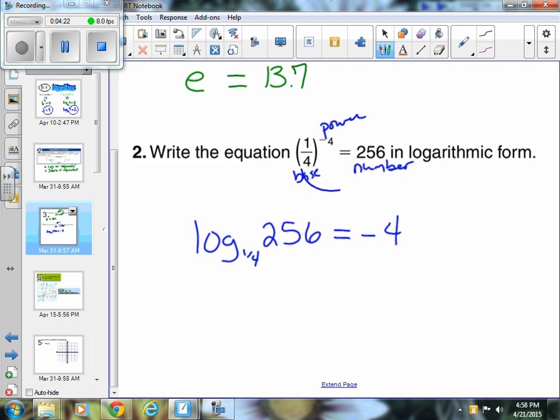So again, that circle idea, that helps you. So base of what number equals the power, that -4. So that would be the log version of it. So just going back and forth. So the big idea is being able to convert back and forth. Okay, let's take a look at the graphs.